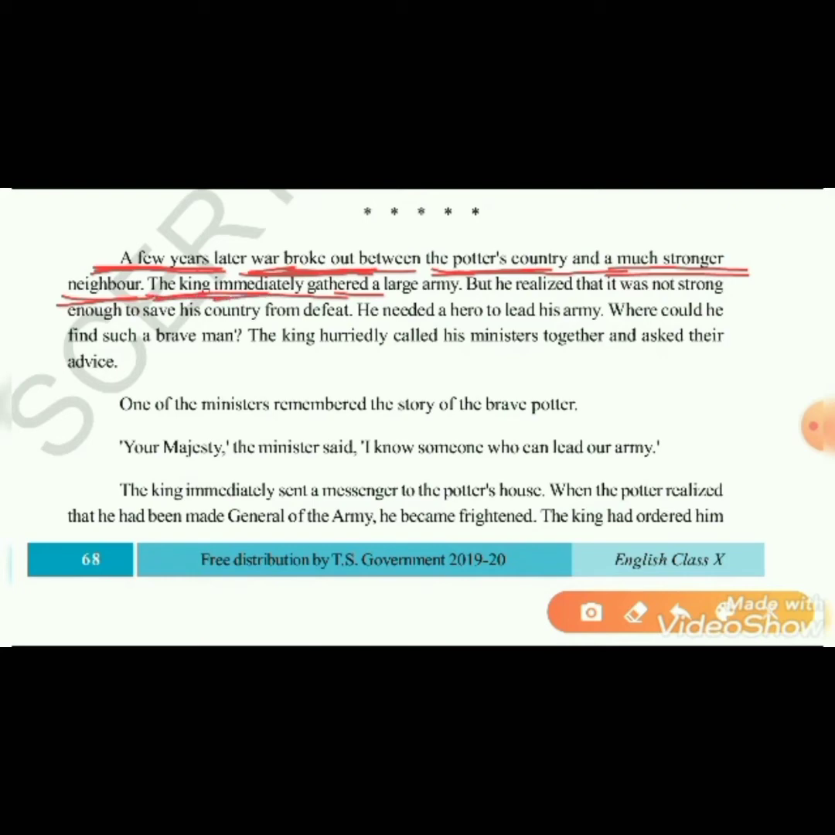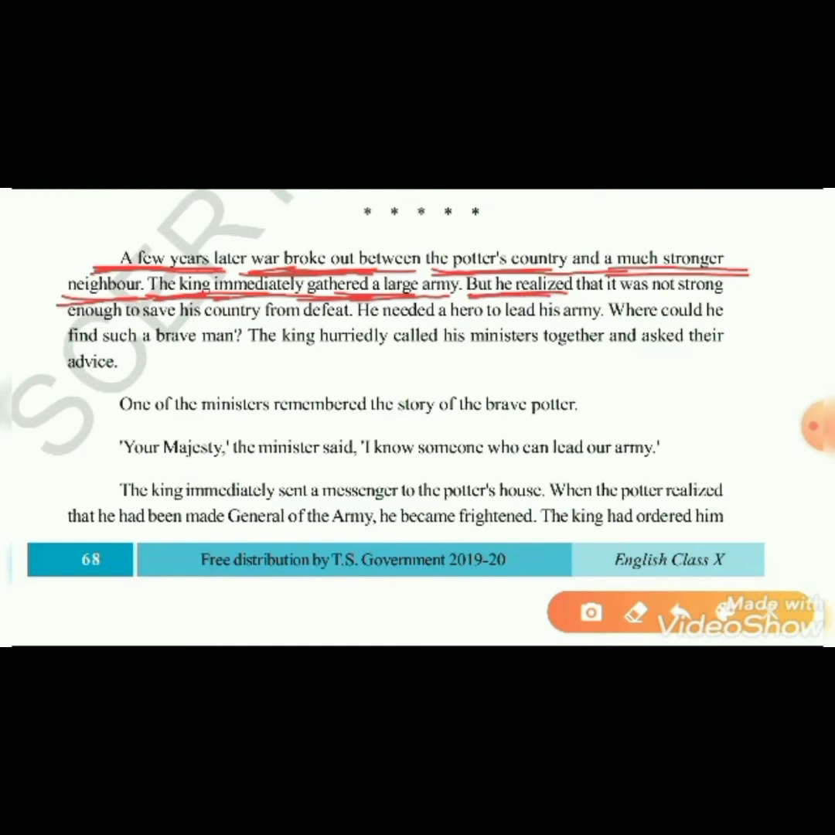Remember, underline these words, children, not simply listening. Listen with interest. Listen with pen, paper and book. Underline, write. Much stronger neighbor. How is his neighbor? He was stronger than the potter's country.